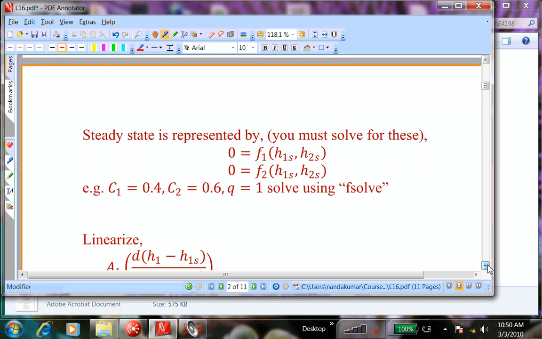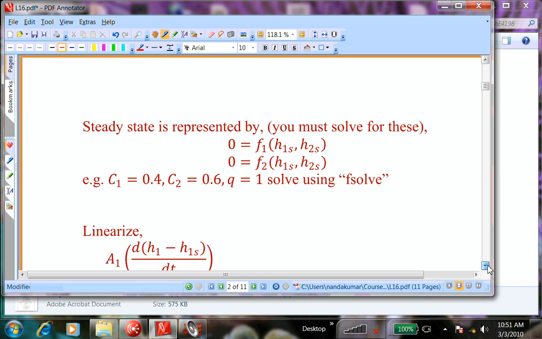So the very first step is to solve these two nonlinear algebraic equations. Unfortunately, I'm going to switch between these two computers. And whenever I go to the other computer, you will see a blank in the recorded version. Okay. But take a look at these two terms.